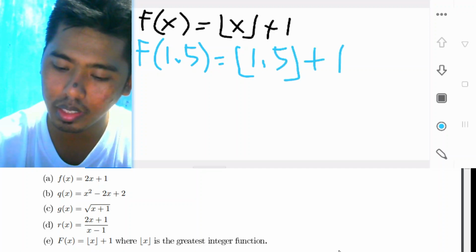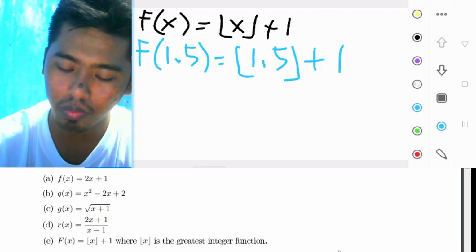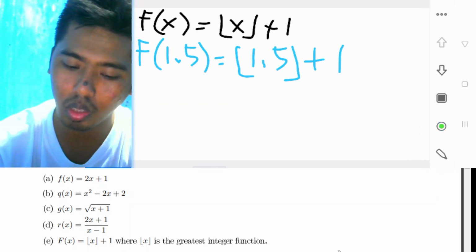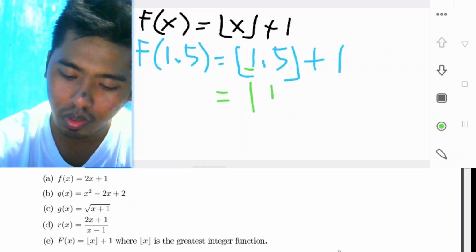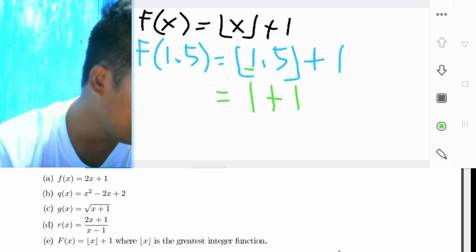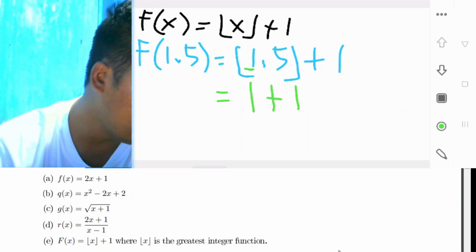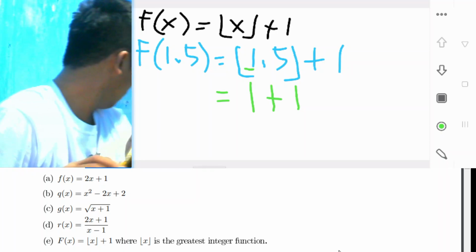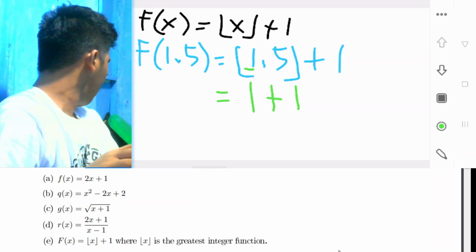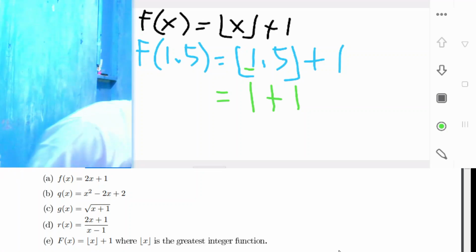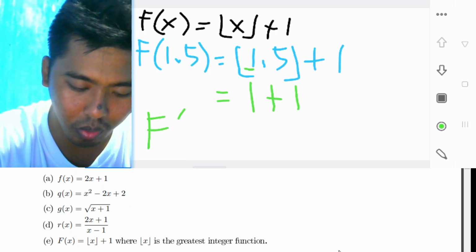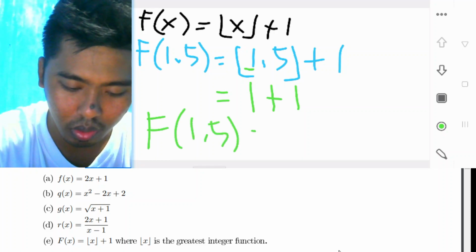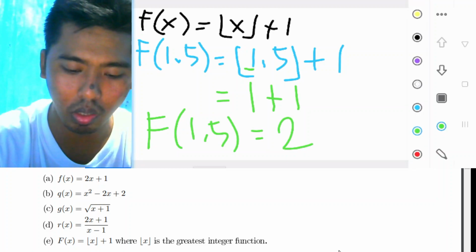So anything, guys, that is in a floor function, even if it is 1.9, 1.8, 1.1, 1.5, this will always be the whole number here. That would always be 1 plus 1. Even if it is 1.9, that would be the rule for that. So this will become f of 1.5 is equal to 2, and that would be your final answer.